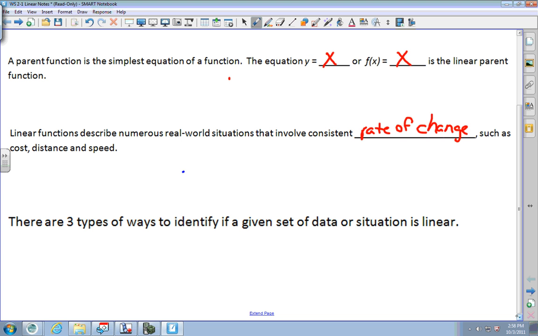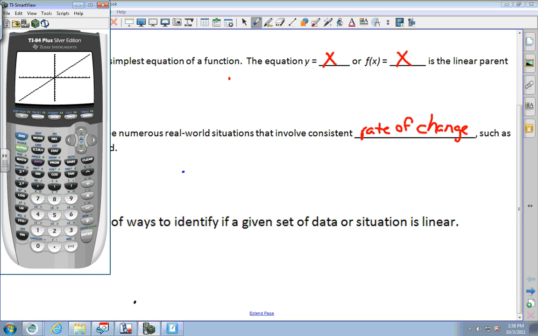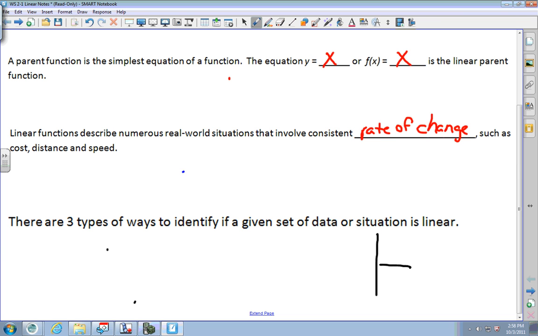One of the ways is right here by the line. One of the ways is to look at the graph and see that it makes a straight line. So one of the ways is by graphing.